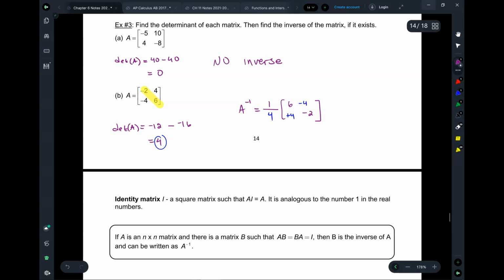And then, lastly, you have to distribute this. So this becomes 6 over 4, negative 4 over 4, 4 over 4, negative 2 over 4. So finally, A inverse is 3 over 2, negative 1, 1, negative a half. This is where we're going to stop today.